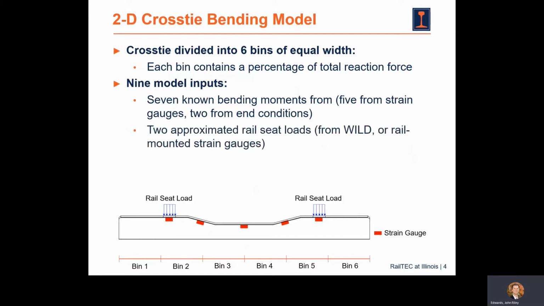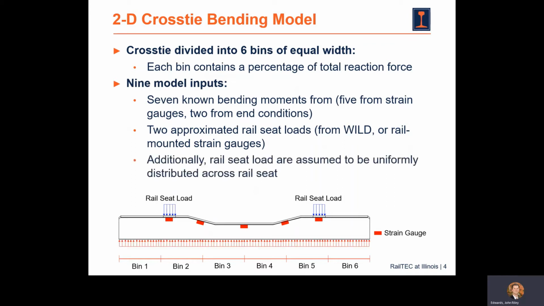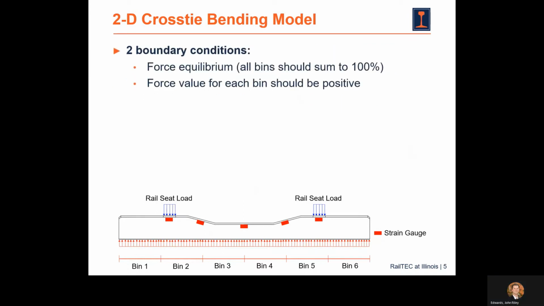In addition, we have 2 approximated rail seat loads. I say approximated because we did not instrument the rail seat itself. We used either nearby data from wheel impact load detectors, or we had strain gauges in adjacent cribs at our field sites. We also assumed that the rail seat load was uniformly distributed across the rail seat, and there's been other work that we've done here at RailTEC on that subject, but its variation across the rail seat is not the subject of today's conversation.